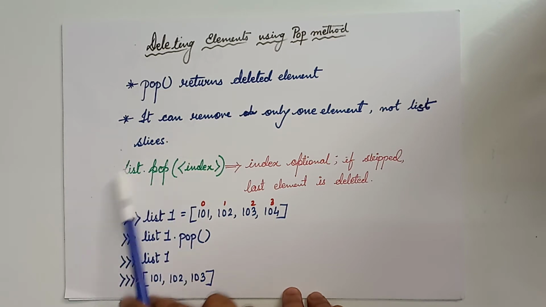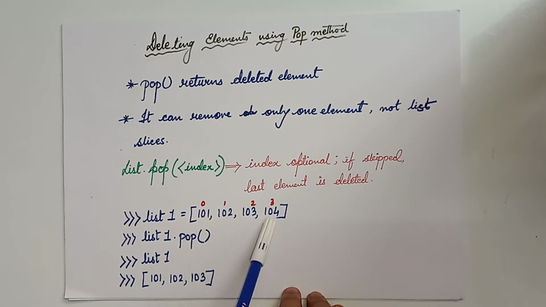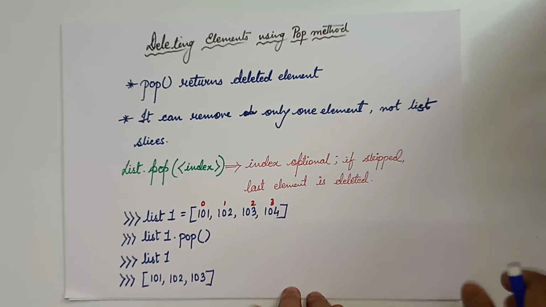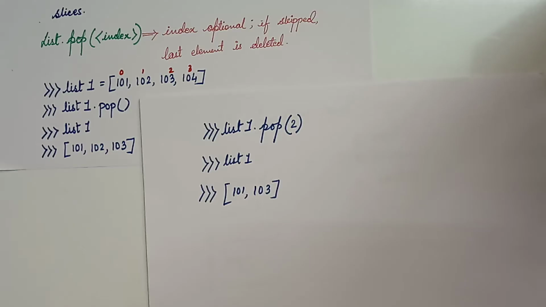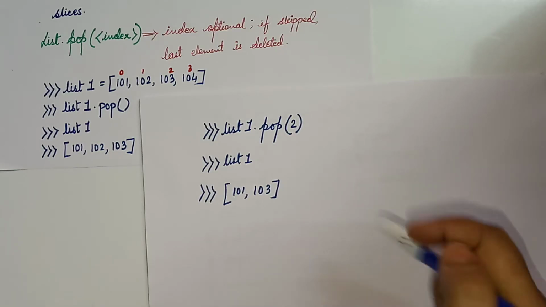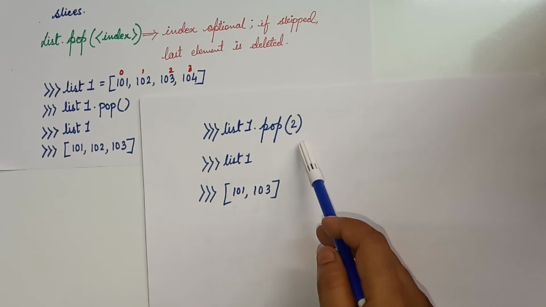That means the element that we want to remove, we have to mention the index. So here we have taken a list 101, 102 and 103, 104. If we mention nothing, that means by default it will take the last index. So here I have mentioned nothing, so it will delete 104. Let's try. After popping the last element, if we try to print the list 1, the contents will be 101, 102 and 103.